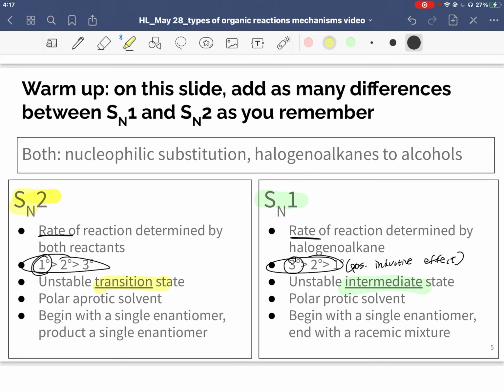SN2 tends to use polar aprotic solvents. That's to avoid the OH minus nucleophile interacting with anything else. It's to keep OH minus free in order to react. That's still a problem in SN1 because you're still using OH minus, but the benefit of using a polar protic solvent outweighs this disadvantage with the OH minus. We really need a polar protic solvent because it stabilizes the carbocation.